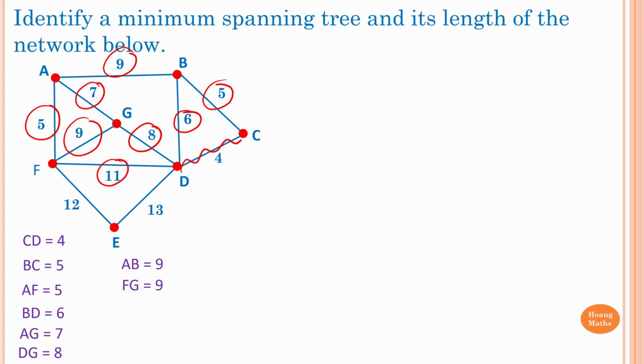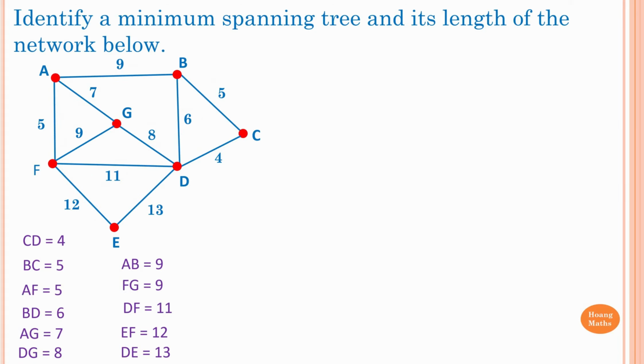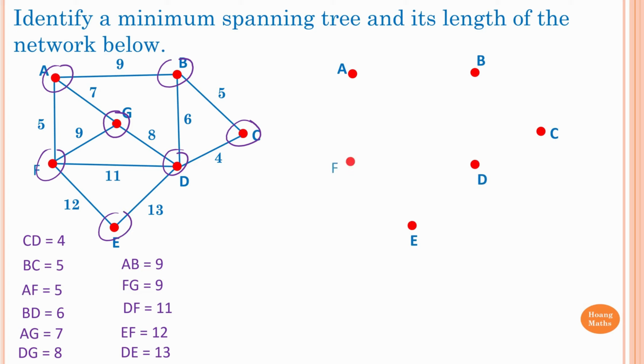Followed by this number here, 11, so that is DF. And then followed by 12, which is EF. And the last one is 13, that is DE. The second step is we need to write out all these vertices without any edges. So just write out all the vertices first. There you go. Then the third step is to go through the list that we just wrote out and then connect the edges together, from the lowest to the highest.